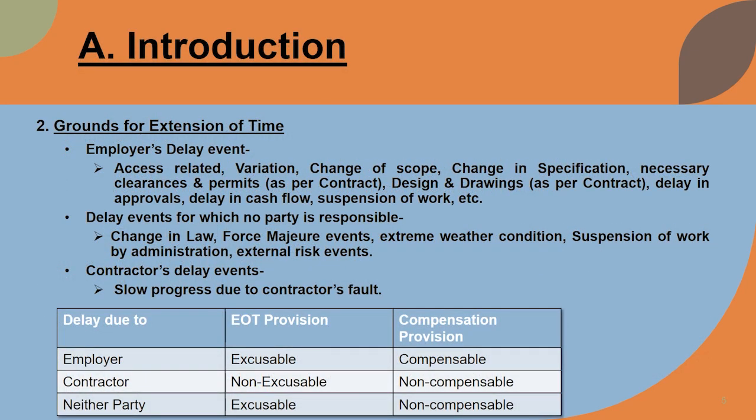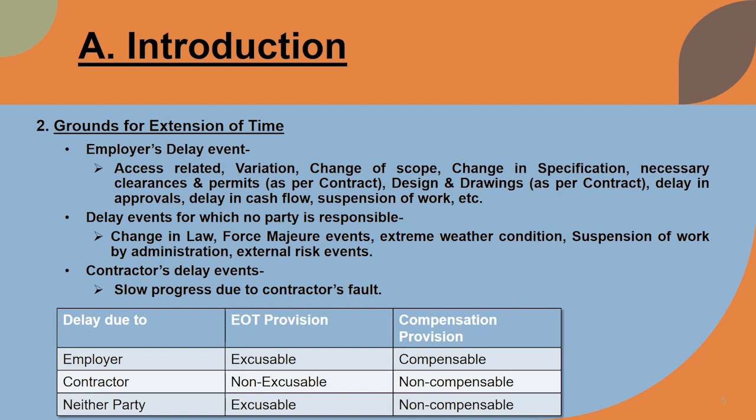So, let's discuss the grounds for which extension of time can be requested. The delays are categorized into 3 sections. First, the delay from the employer side. Second, the delay from the contractor side. And third, the delay for which no party is responsible.